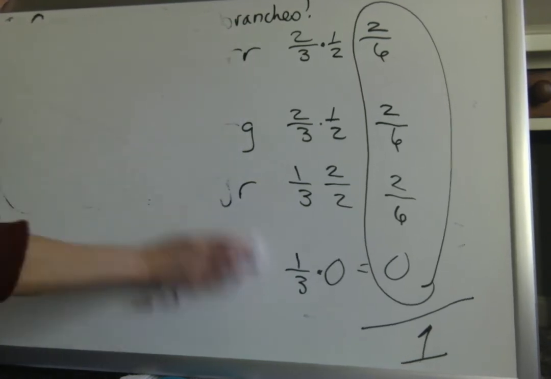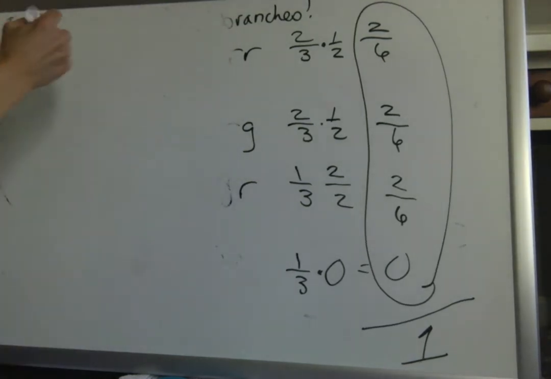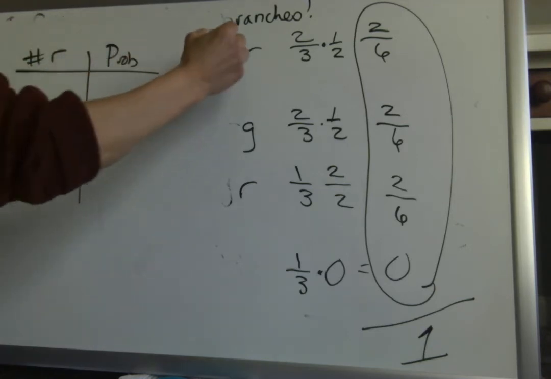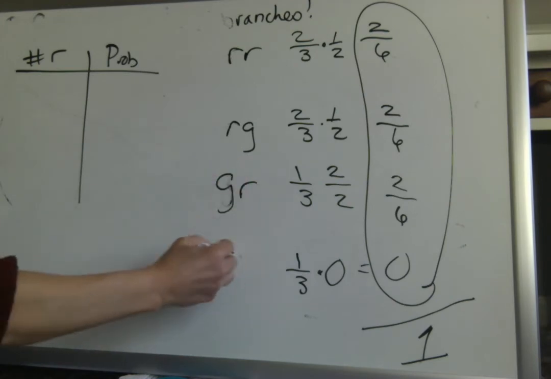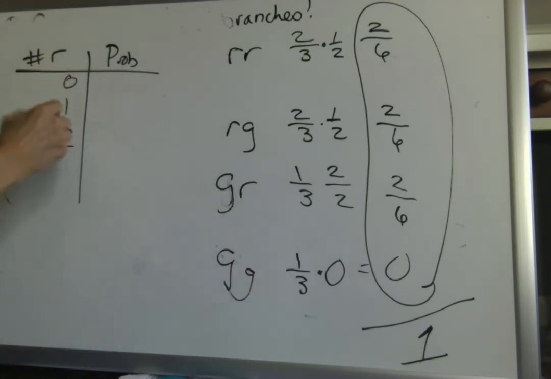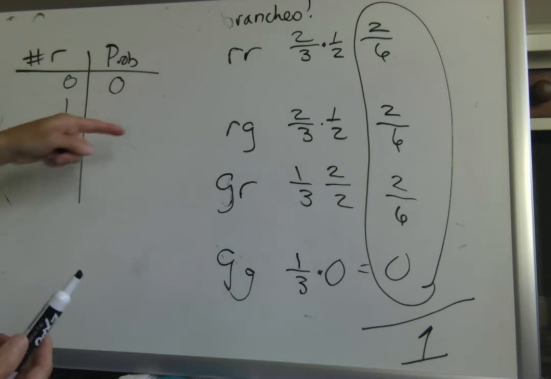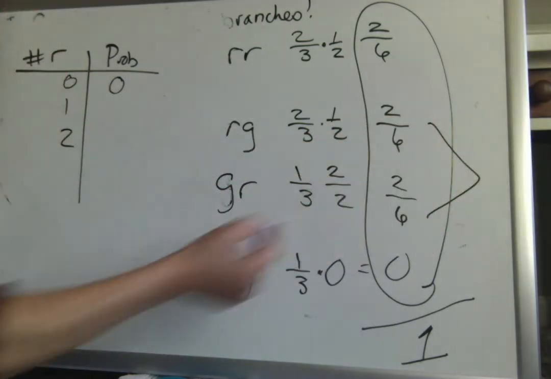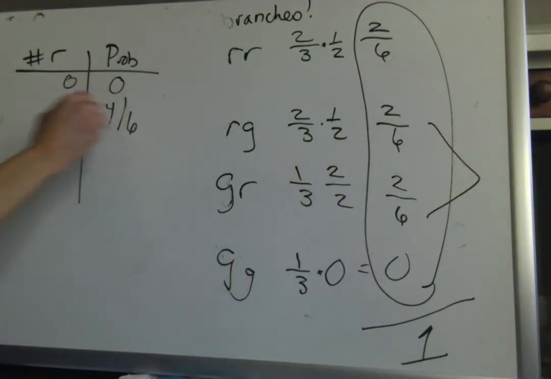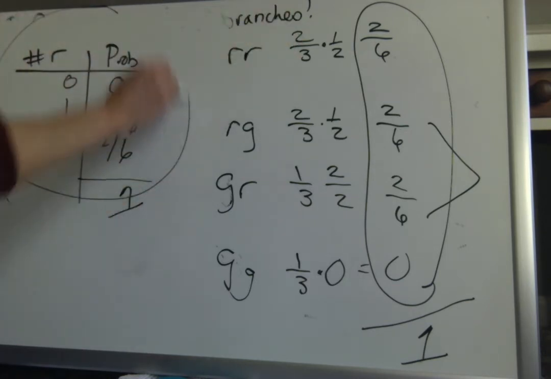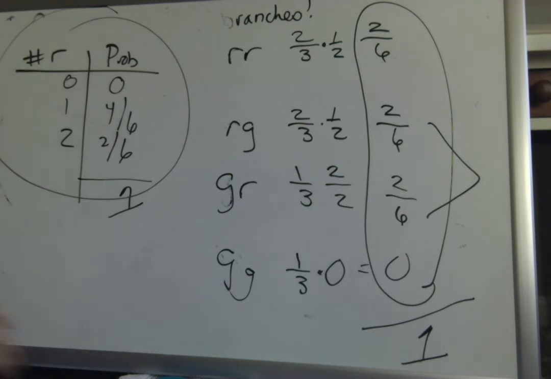Let me show that probability distribution. Sorry, I erased a little bit too much. Okay, 0 red would be all green. Oh yeah, that's 0. 1 red, both of those, right? 4/6. And the 2 reds is 2/6. Yes, I'm at 1. And this matches exactly what we got on the uncondensed version a minute ago.